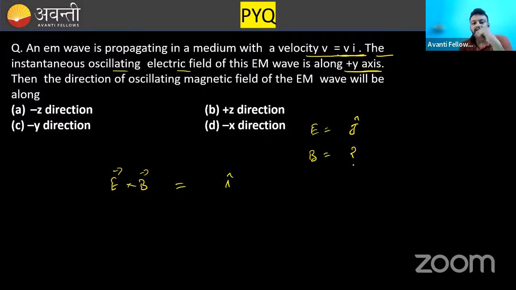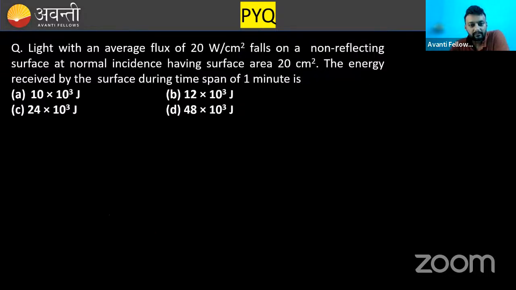Very good, Veena. So E is in the j cap direction. What should be the direction of B so that E cross B is i? You know that j cross k is going to be i. So k cap means positive z-axis, which is option B. Now the easy questions are done. Now we are moving towards some good questions.